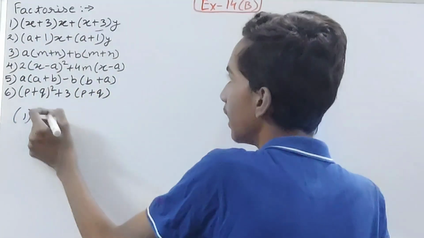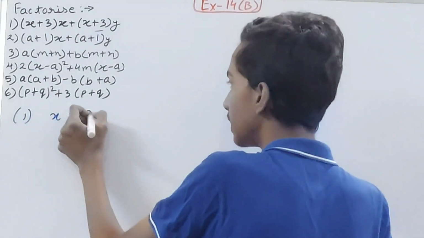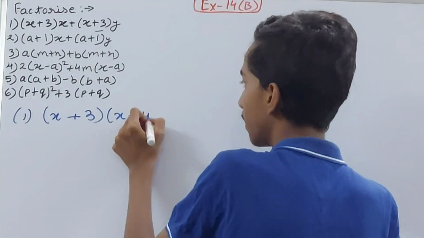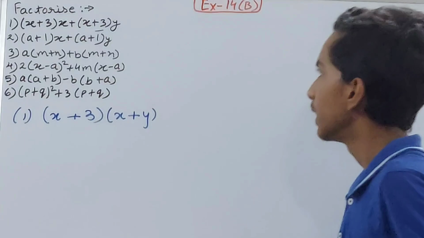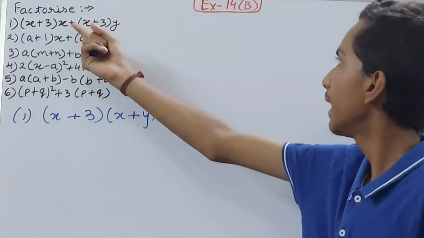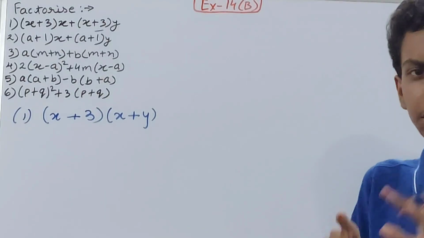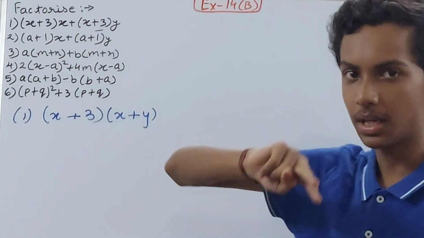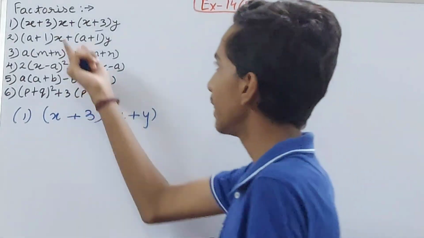If this and this is same, so one group you will make as x plus 3, another group you will make as x plus y, right? That's what it is. Okay, because x plus 3 was common, so we have taken that here, and x plus y on the other side. Just see it this way, you have to group them. If the two brackets are same here, then you will make the one group and the other two will be grouped in another.